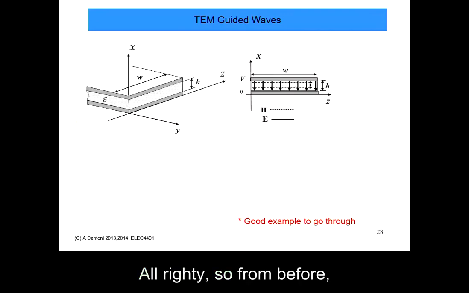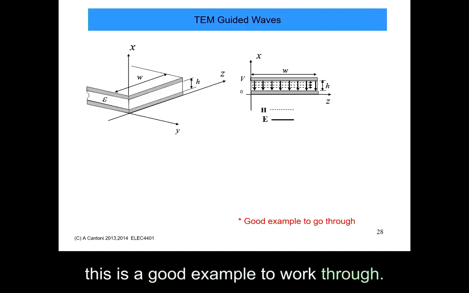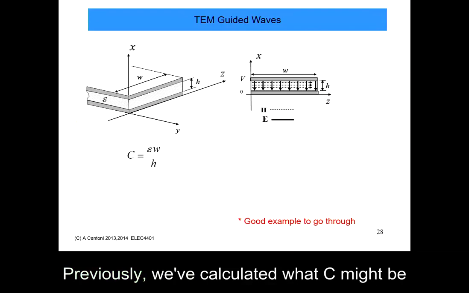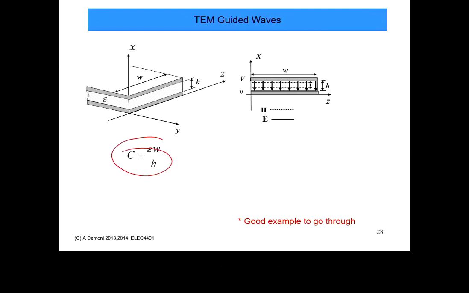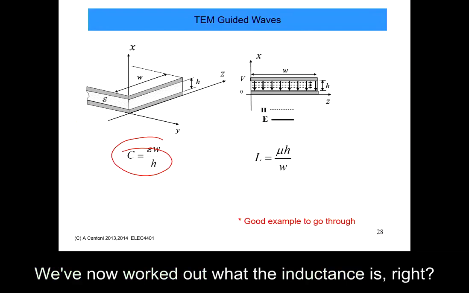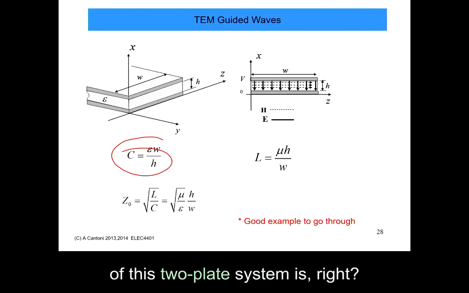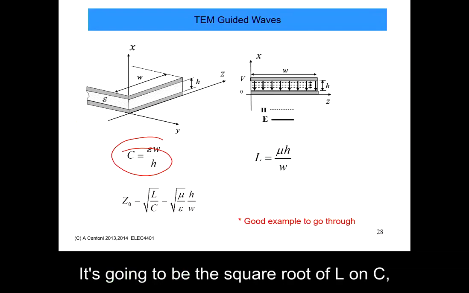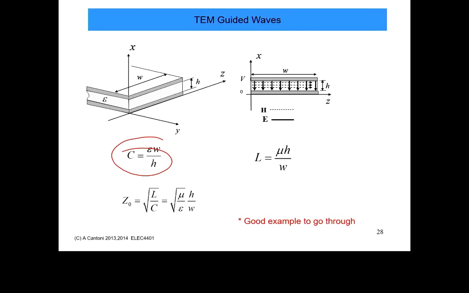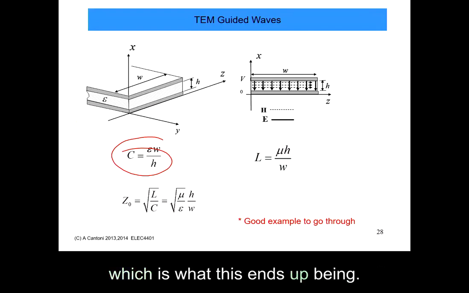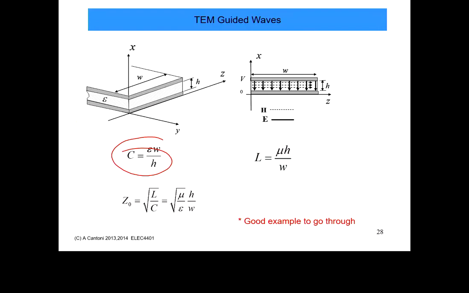Alrighty, so from before, this is a good example to work through. Previously, we've calculated what C might be for a two-plate system. We've now worked out what the inductance is, right? That was the last example. And we can use that to work out what the characteristic impedance of this two-plate system is, right? It's going to be the square root of L on C, which is what this ends up being, right?